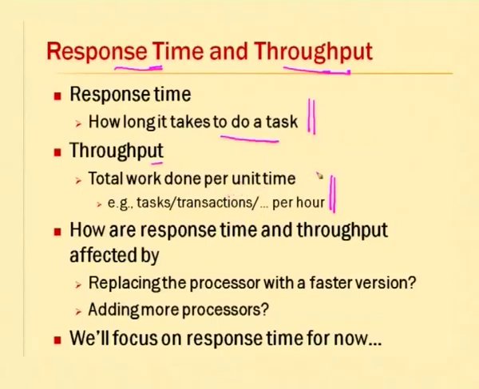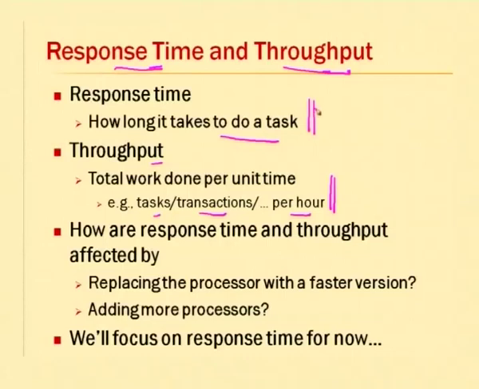So if you're looking at tasks, we say, for example, number of tasks done per unit time, per hour or per minute or per second, or we say number of transactions per second, or we talk about number of jobs performed per second or per hour. So this is what we mean by throughput. Response time is the total time, how long it takes to do a particular task.